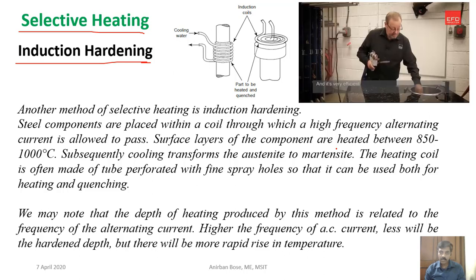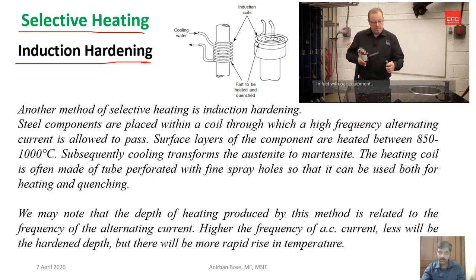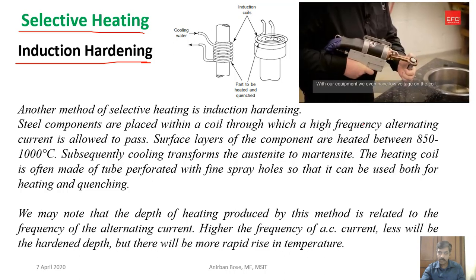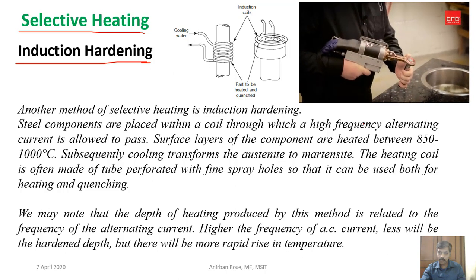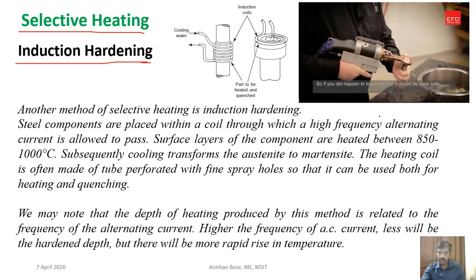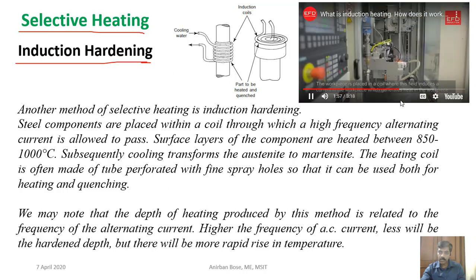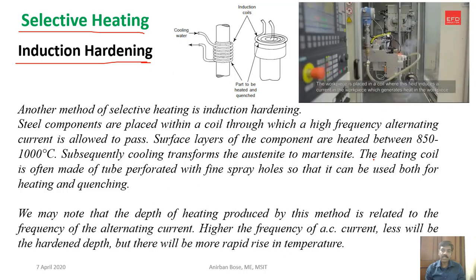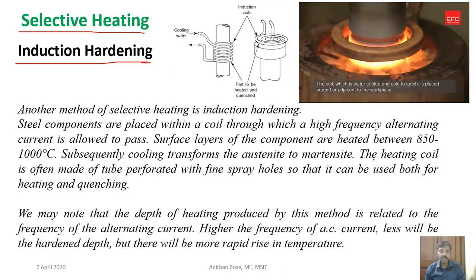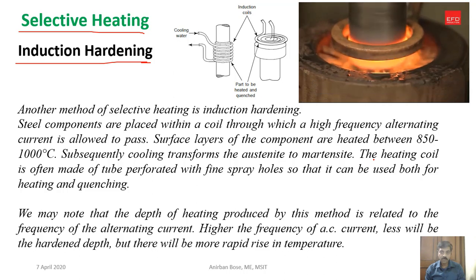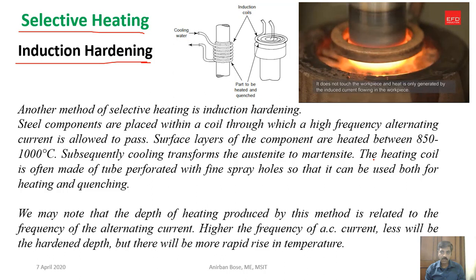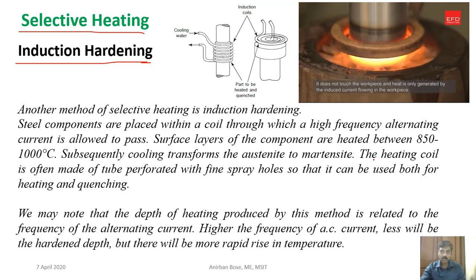and it's very efficient. In fact, with our equipment, this is carbon steel, a solid bar. We even have low voltage on the coil, so if you did happen to touch the coil, it would be quite safe. The workpiece is placed in the coil. You can see the cooling arrangement is also there, so that after heating the quenching can also be done. It's placed around or adjacent to the workpiece. It does not touch the workpiece, and heat is only generated by the induced current flowing in the workpiece.